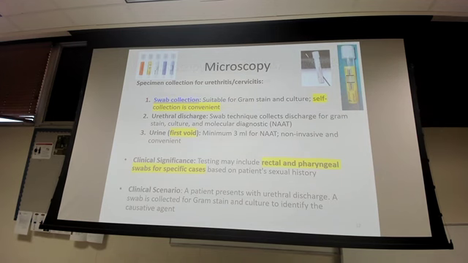All right, so here are some ways to collect for urethritis or cervicitis. You have a swab collection. This is suitable for that gram stain and culture. It says self-collection is convenient. Please don't have them collect themselves. You collect the samples, please, because we will not receive it correctly. So you have your urethral discharge. The swab technique collects the discharge for the gram stain, culture, and molecular diagnostics. And then urine, that first void, you want a minimum of 3 mLs.